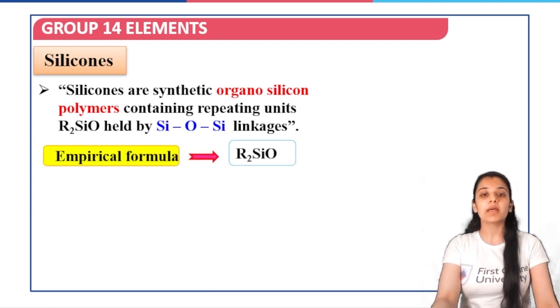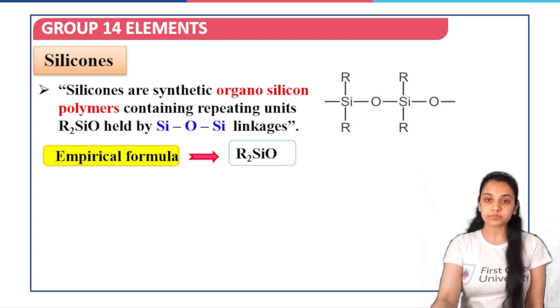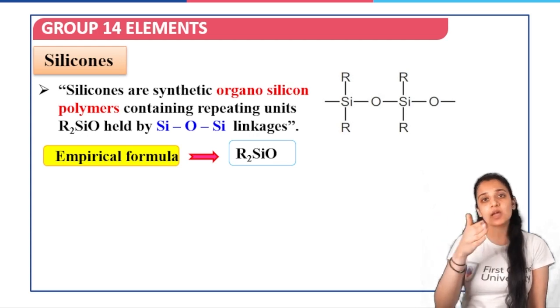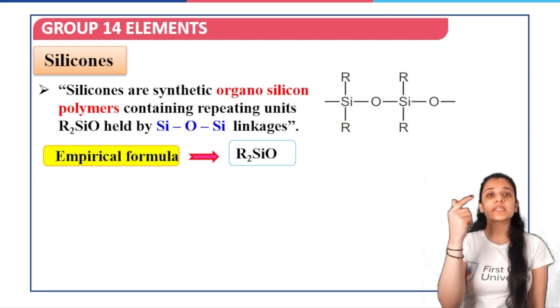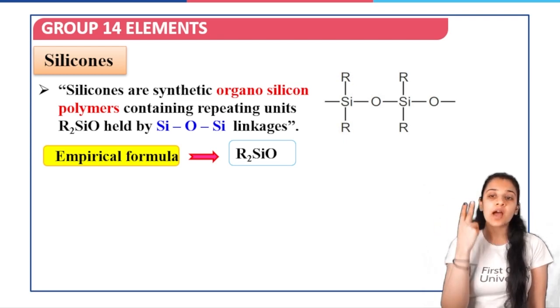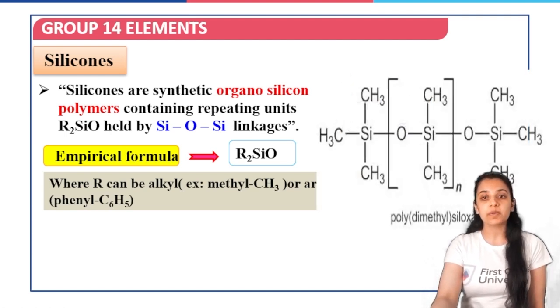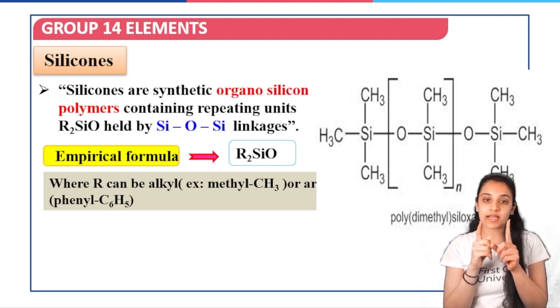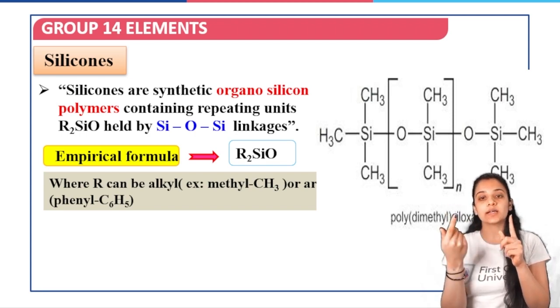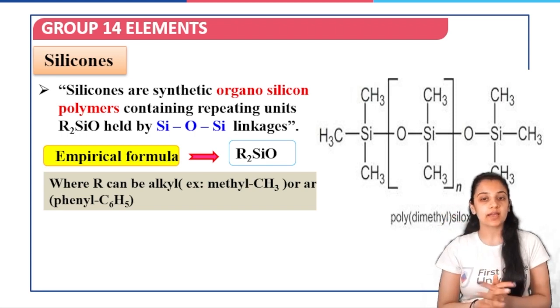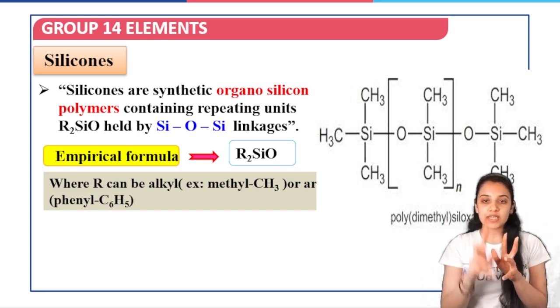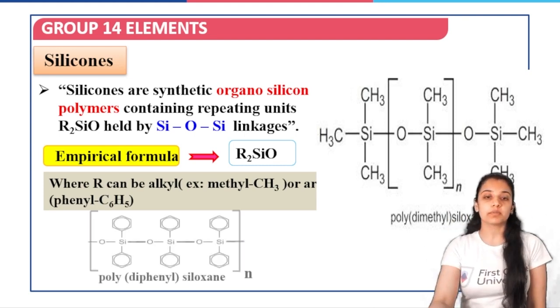What is the empirical formula? Empirical formula is R2SiO. This is how it will look. So Si-O linkages are there, but at the same time, the silicon atom will also have two R groups attached to each silicon atom. Now here R could be alkyl like a methyl group or aryl also like a phenyl group. Like you can see in polydimethyl siloxane, there is an Si-O-Si linkage, but there are also two methyl groups attached to each silicon atom, and the repeating unit is actually Si(CH3)2O. Okay, therefore it's forming a polymer.